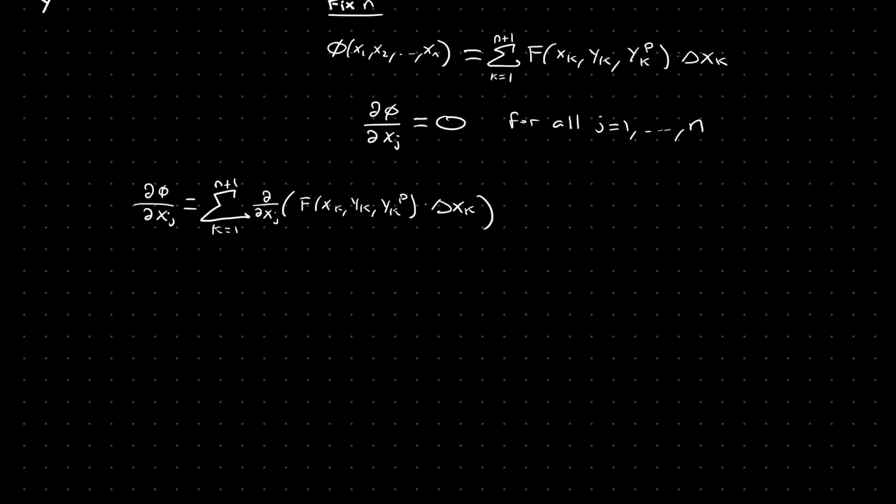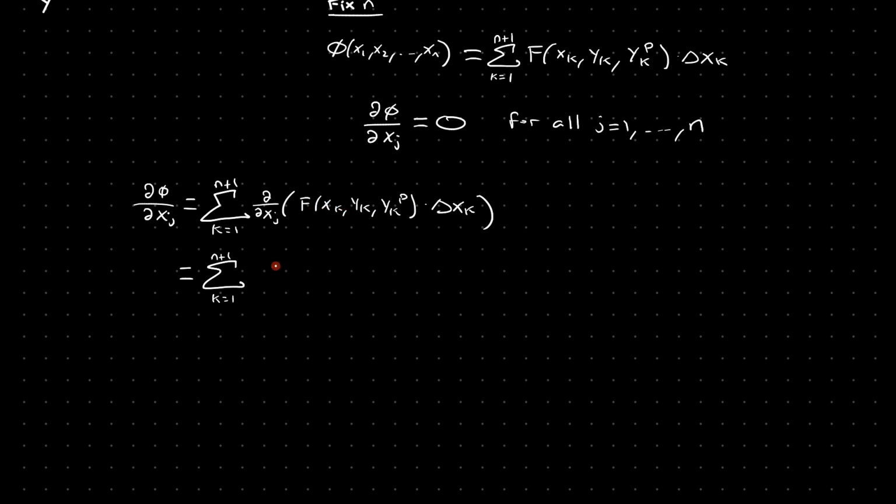Remembering our differentiation rules from multivariable calculus and from calculus 1, we first need to realize that f here is a function of xk. It's also a function of ykp, which is itself a function of yk. So we need to split this and think about the derivative of this term as well as the derivative of this term, because this delta xk also depends on all the x values.